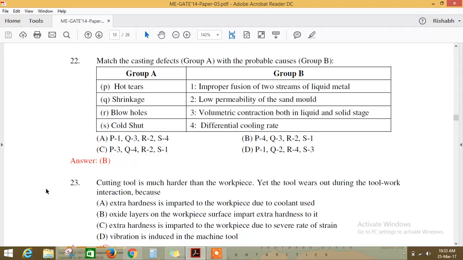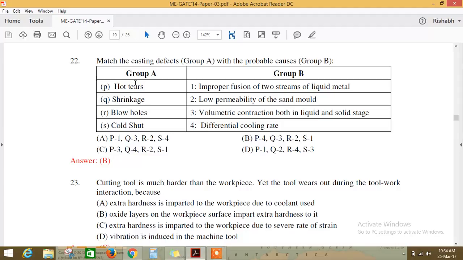This is a match the column kind of question, and here in group A the defects in casting process are written. Please remember, the defects in casting process are very important. You should know each and every defect in a casting process, and if you have any confusion, you can refer to Manufacturing Process by Ghosh and Malik. In there they have very beautifully written all the 20 to 30 defects in a single sheet, and they have also explained with the help of a diagram.